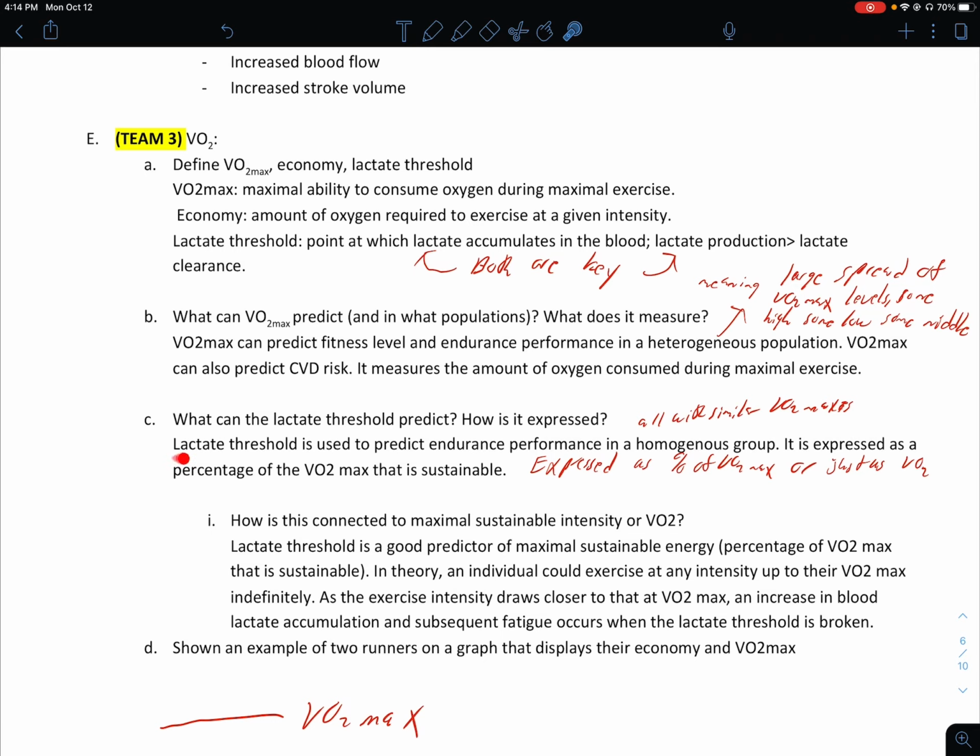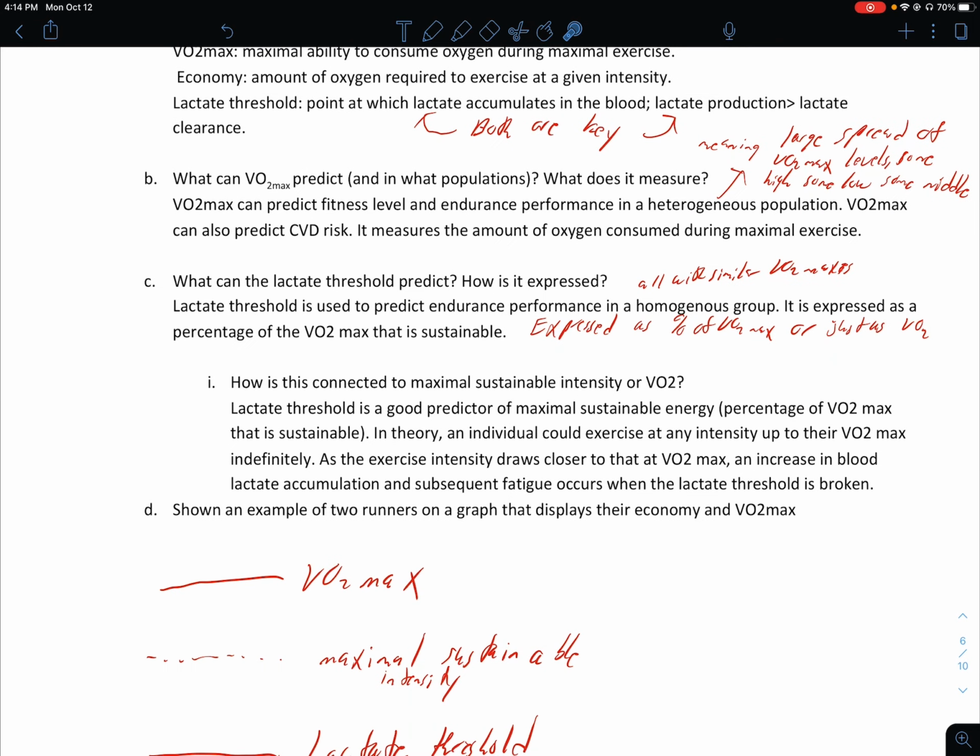Then we need to use lactate threshold because lactate threshold's going to get us closer to predicting a VO2 that's sustainable, not a VO2 max. A lot of times students get that confused. What VO2 is their sustainable VO2? What's the highest oxygen consumption they can keep up and run at that?